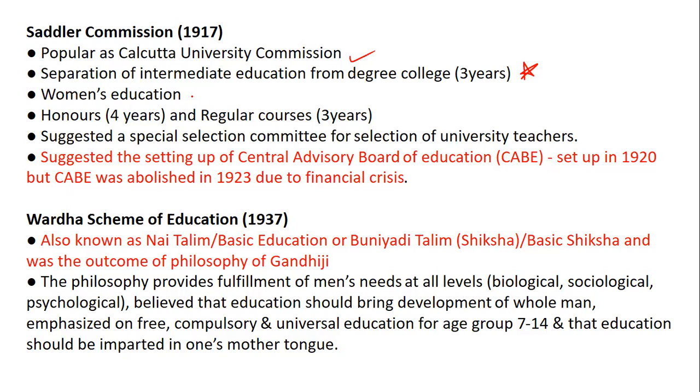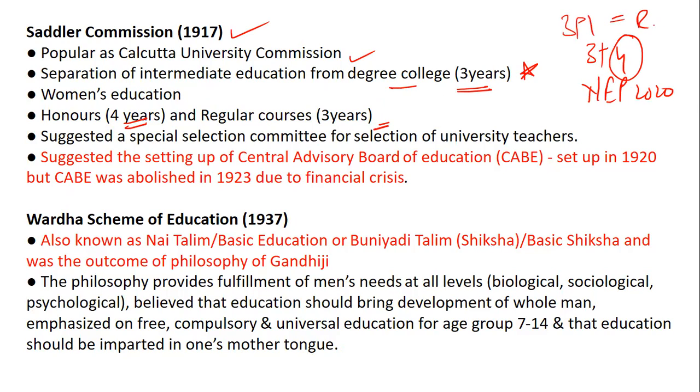So women's education, and intermediate education separated from degree college, that is for 3 years, was a part of this commission. Honors for 4 years and regular courses for 3 years. So honors indicated the difference between honors and regular courses as only 1 year extra. But now if you compare it with the new education policy 2020, we have a bachelor's degree of 4 years, but the last year focuses only on research. So along with the bachelor's degree, you get a research certificate, and your master's can be completed in 1 year.